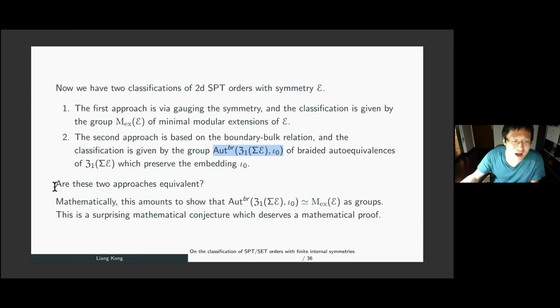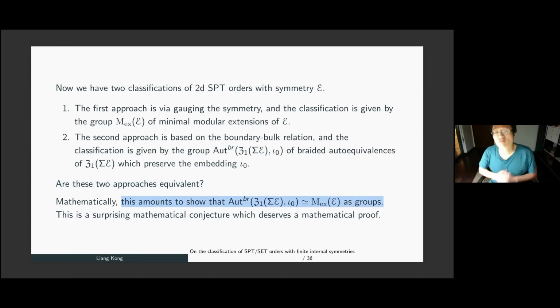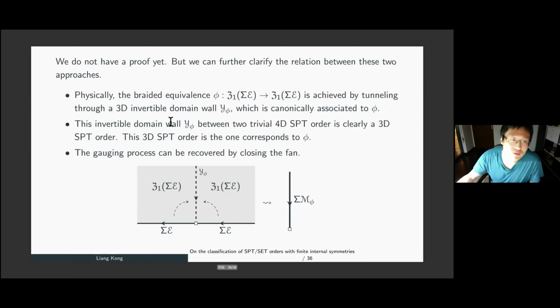Now, are these two approaches equivalent? That's the obvious question. Mathematically, this amounts to showing that these two groups are isomorphic. We need to prove that. Unfortunately, we don't have a proof yet.